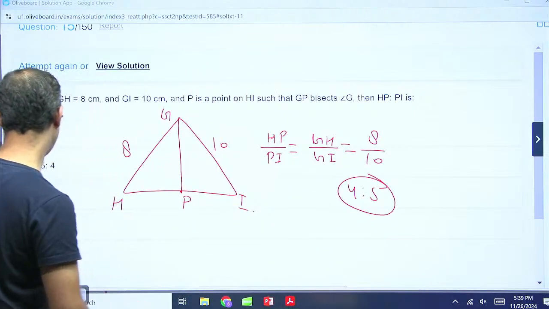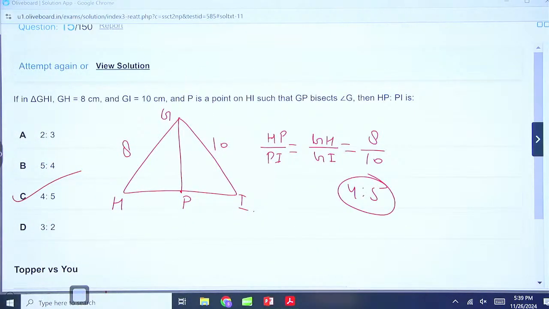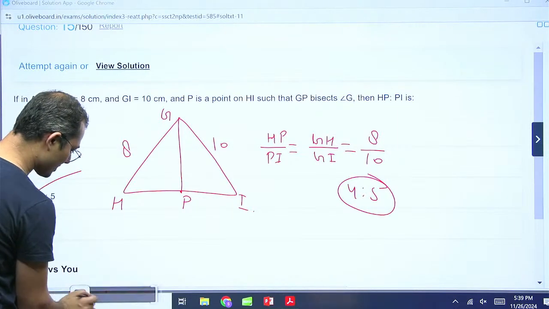So 4:5 is the right answer. C part is the right answer. Yes, C part is the right answer. So moving to next question.